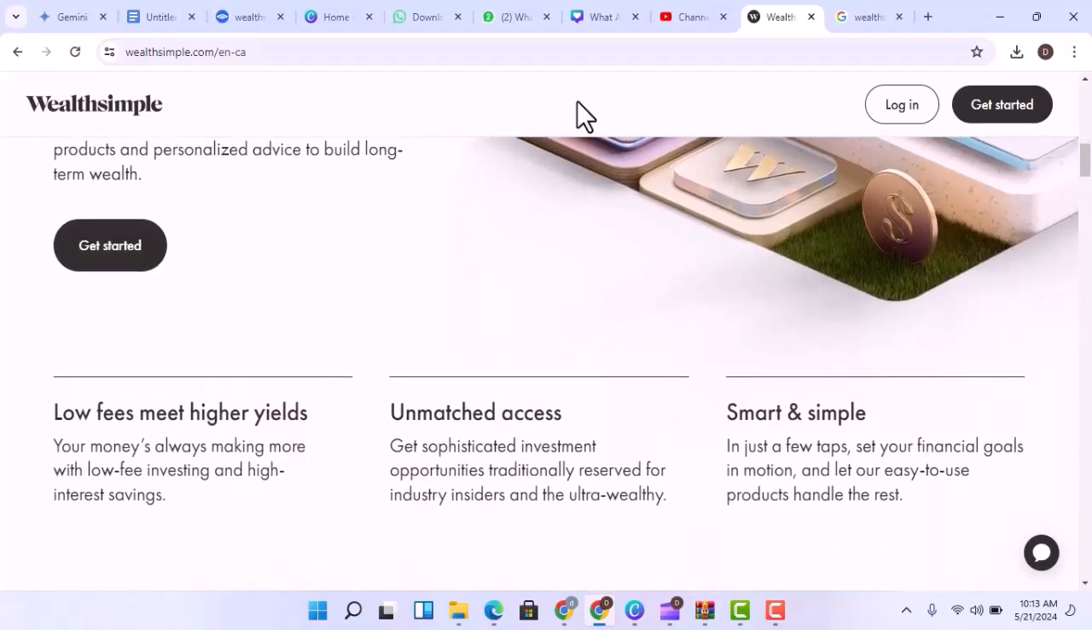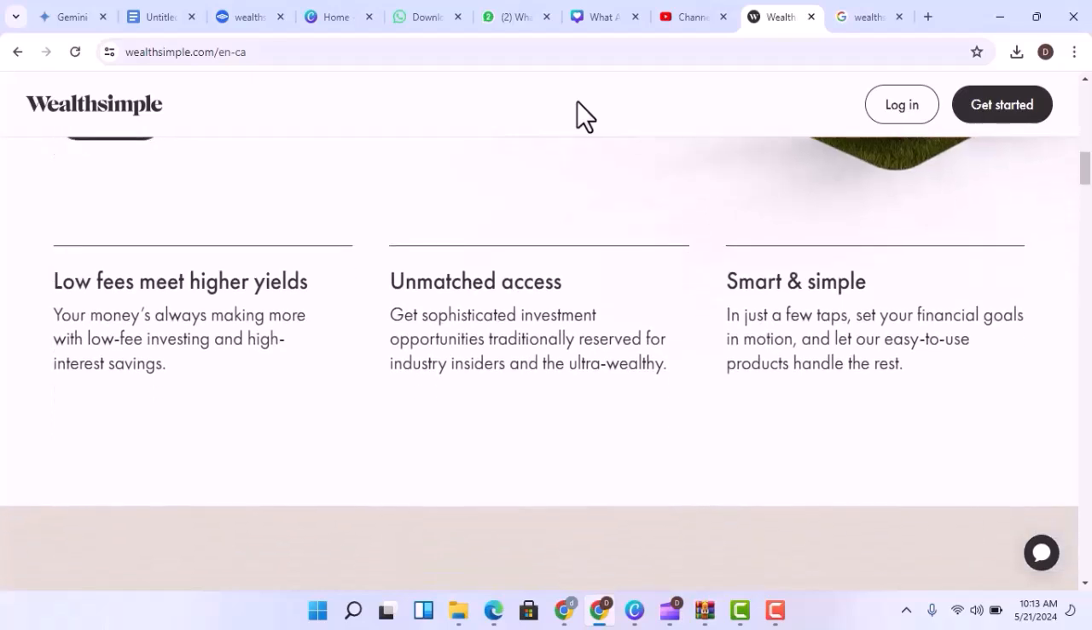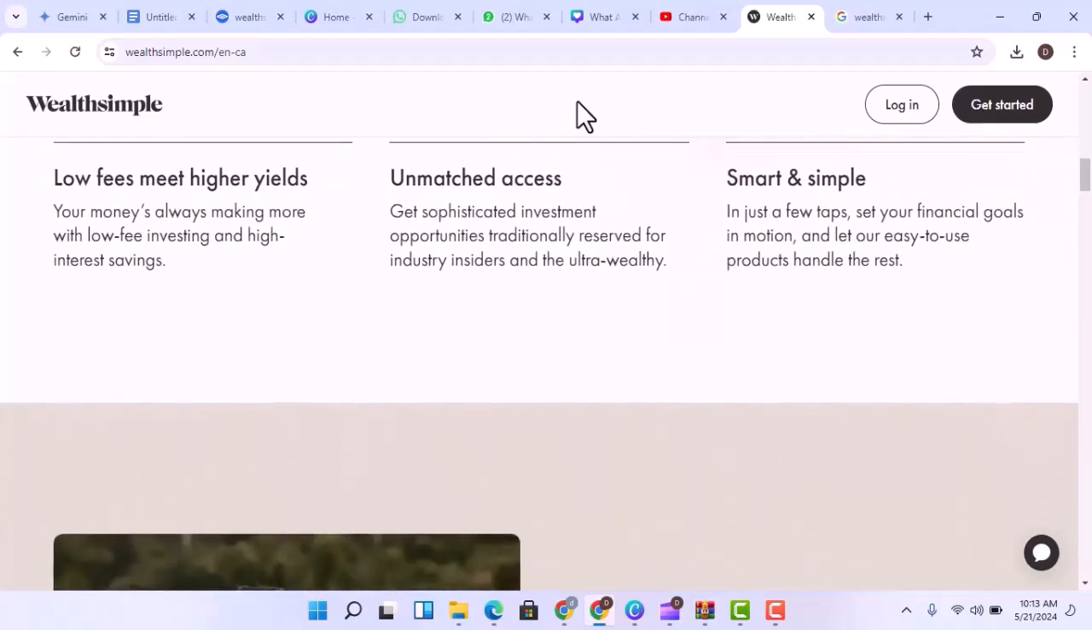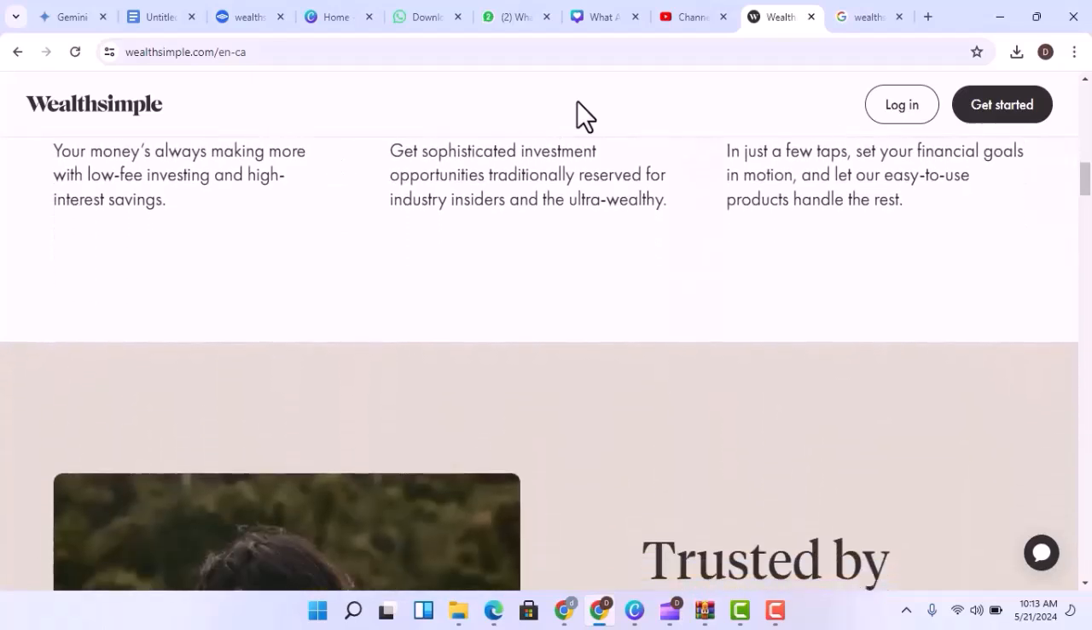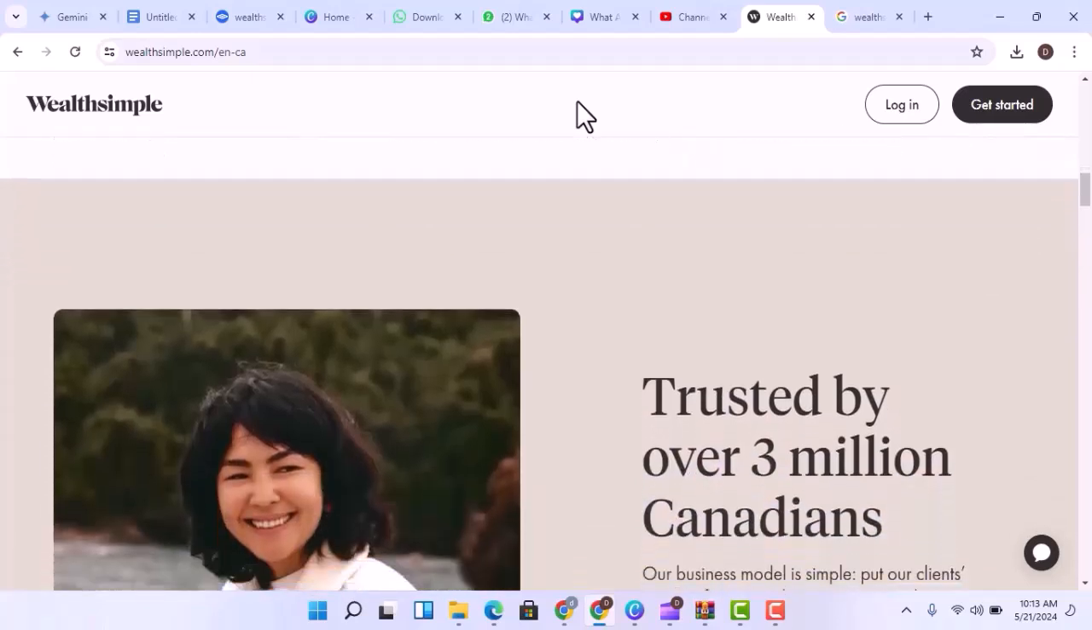First things first, let's address the elephant in the room. Can you deposit USD directly into your Wealthsimple account? Well, here's the twist, it depends. Wealthsimple operates primarily in CAD. So, for standard accounts, you can only deposit good old Canadian dollars. But fear not, there's a little loophole we can explore.